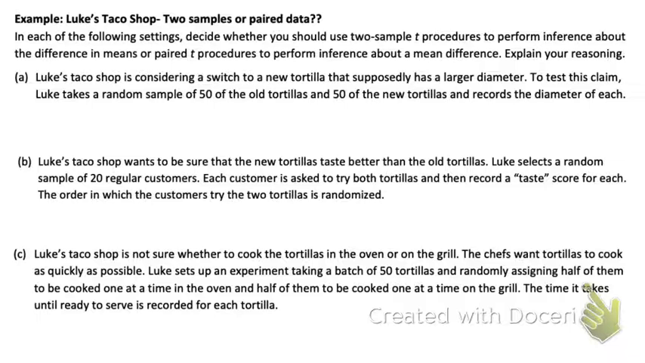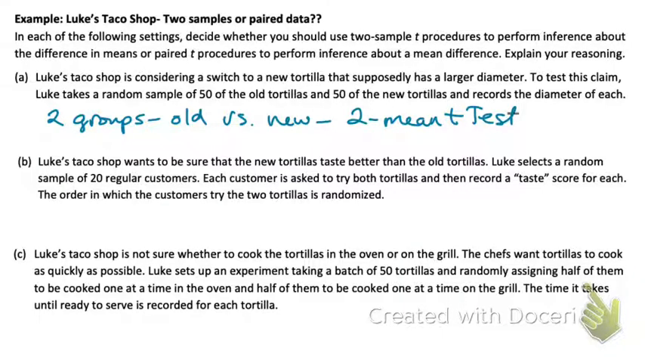Do I have pairing here, or am I pairing something? Am I getting two treatments, or do I have just two different groups that are getting something done? Two different groups. Yeah, I've got two different groups. I've got the old tortillas versus the new tortillas. I'm going to look at the average diameter of the old tortillas versus the average diameter of the new tortillas and see if there's a difference. So this is two clear groups, the old versus new, and so I would use a two mean t-test like we did on Friday.